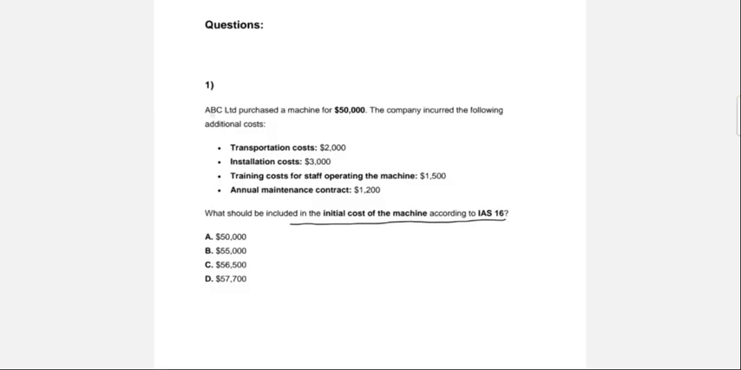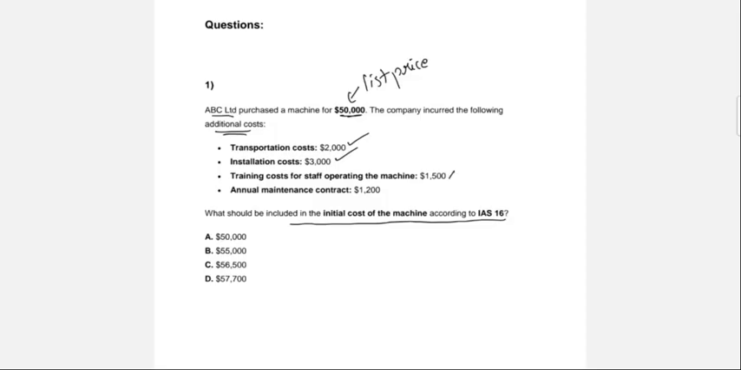Let's read. ABC Limited purchased a machine for 50,000. What is this? This is going to be the list price. This is how much you are expected to pay to the supplier. The company incurred the following additional costs. Transportation cost? Yes or no? You tell me. Yes or no, will it be included in the cost of the asset or not? Yes, it will be included because these are the costs necessary to bring the asset to the location. Installation cost? Yes.